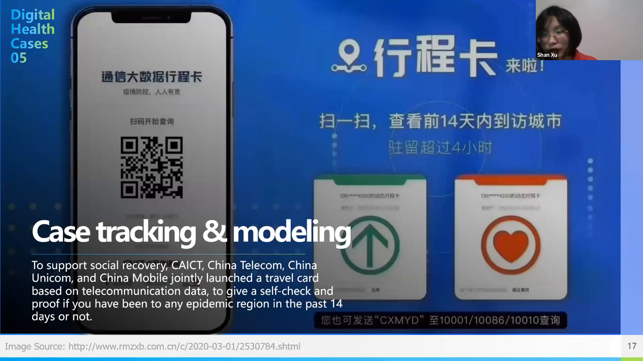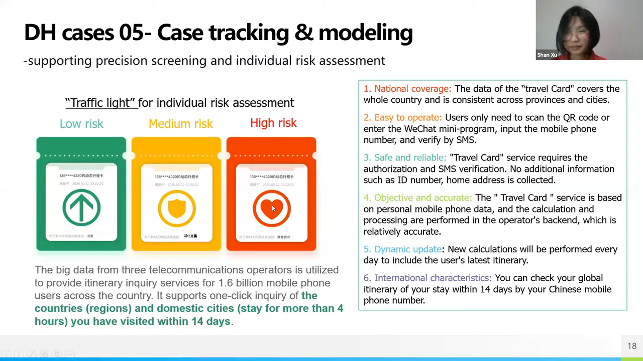And I know last time our European colleagues also shared some case tracking use cases on the coronavirus. In China, China Telecom, China Unicom, and China Mobile jointly launched a travel card based on their telecommunication data, to give you a self-check and proof of whether you have been to an epidemic region in the past 14 days or not, based on the base station data. So it's a kind of traffic light. For example, if you are no risk, we give you a green card; middle risk, a yellow card; and high risk, a red card.